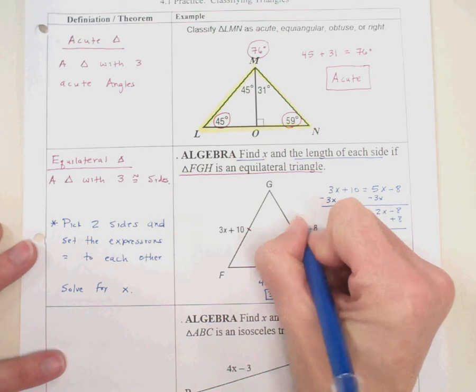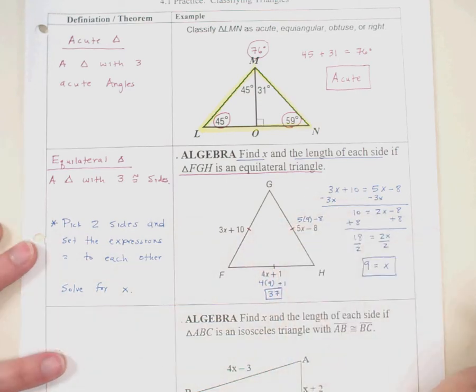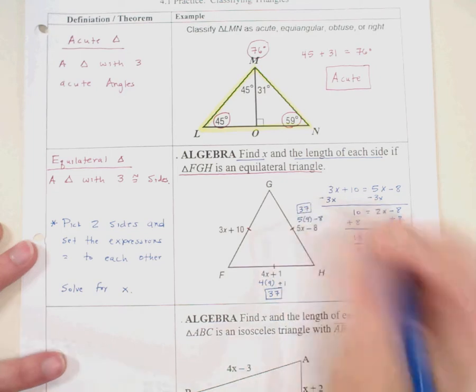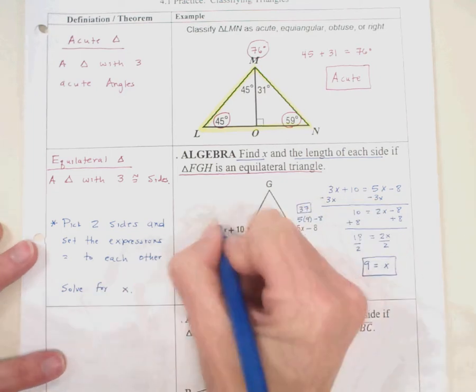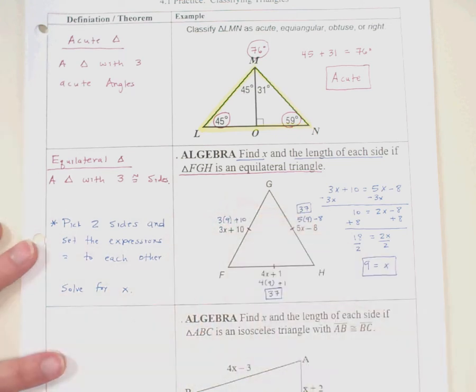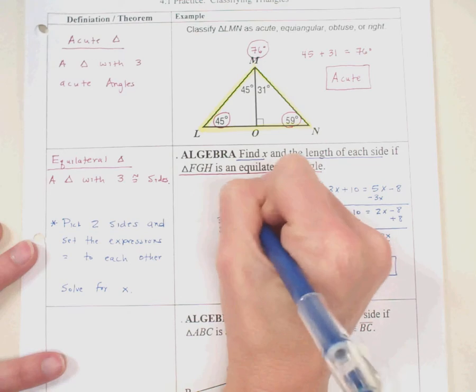So 5x minus 8 is 5 times 9 minus 8. 5 times 9 is 45. 45 minus 8 is also 37. Okay, and then the left side, I have 3 times 9 plus 10. 3 times 9 is 27. 27 plus 10 is 37.